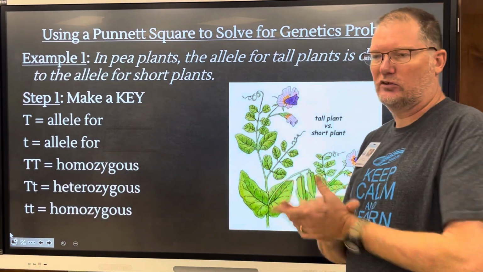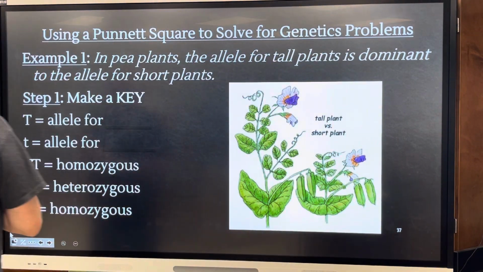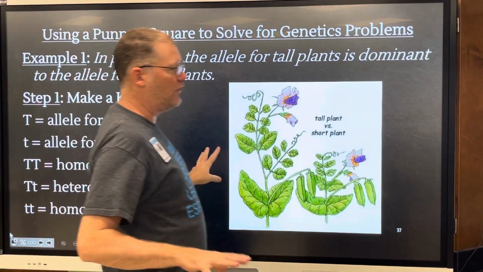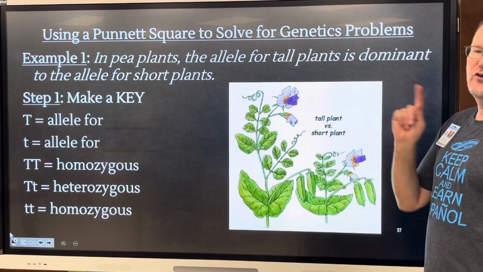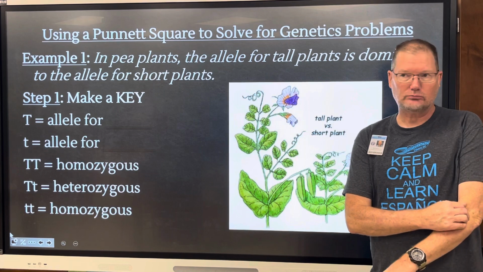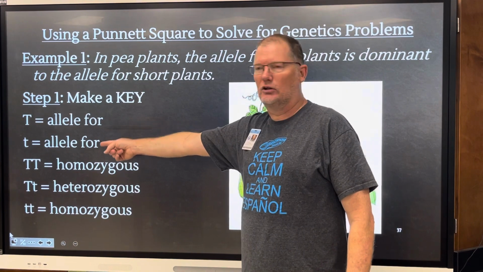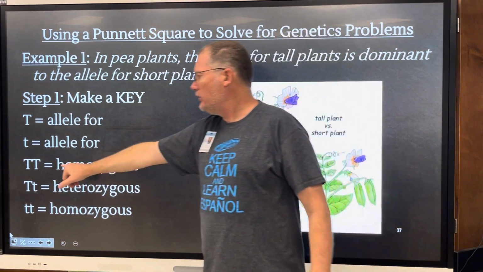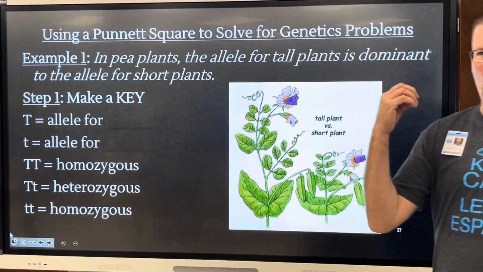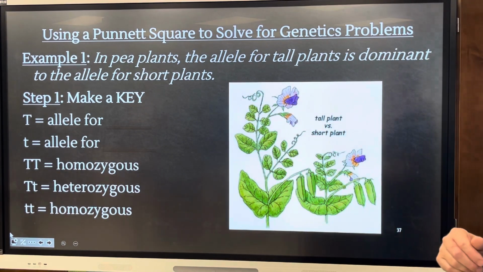All right. So let's go to another scenario here, okay? We're going to use a Punnett square to solve some genetic problems. So in pea plants, the allele for tall plants is dominant to the allele for short. We know this already. Tall, short, okay? So the first step of every single Punnett square problem is to make a key. Here's the key. You're going to have what the alleles stand for and what the three different combinations would give you. And again, we did some practice with this last week, so this should be pretty easy stuff for you right now.